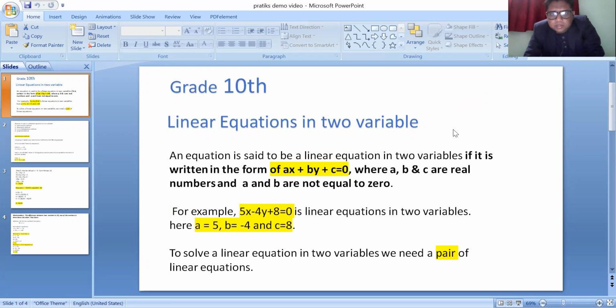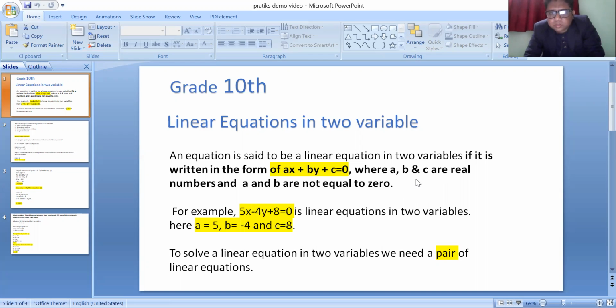An equation is said to be a linear equation in two variables if it is written in the form of ax plus by plus c is equal to 0. So whenever you are going to deal with linear equations, you have to see this form, ax plus by plus c is equal to 0, where a, b and c are real numbers, and a and b should not be equal to 0.